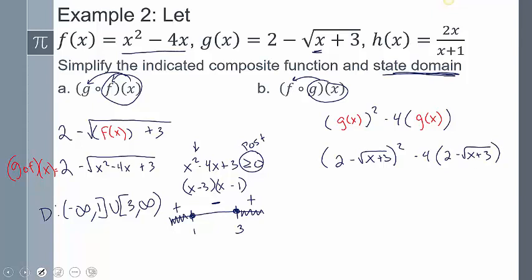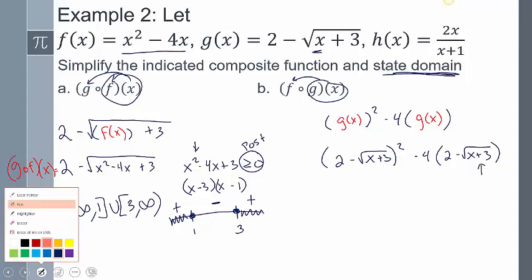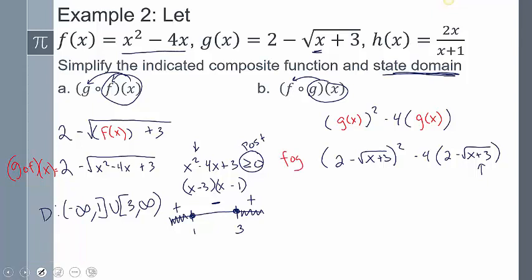Now just for this instance, yes, you can simplify it. I'm just going to leave it like that just to kind of save time on the lesson, but we still need to examine what my domain is going to be. And so we're not dividing by 0. I have something inside of a square root, so I need to restrict my domain in that instance. And so this right here, this is now my f of g of x.